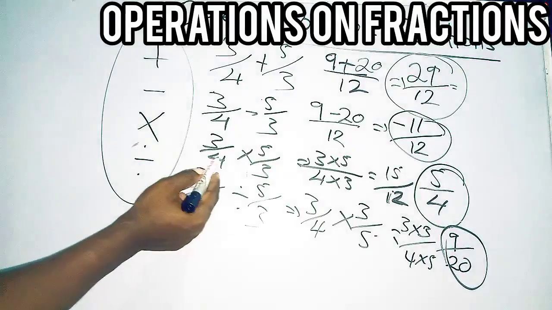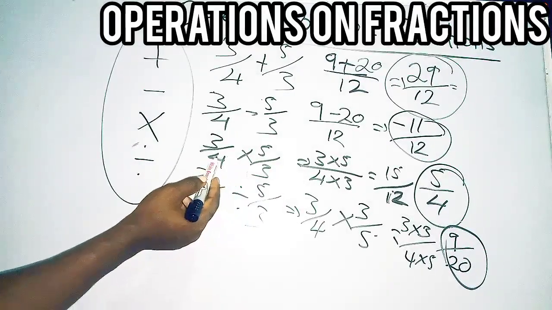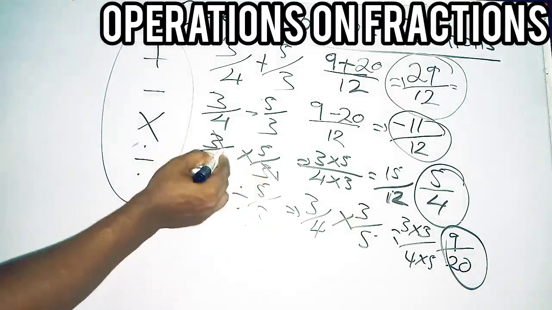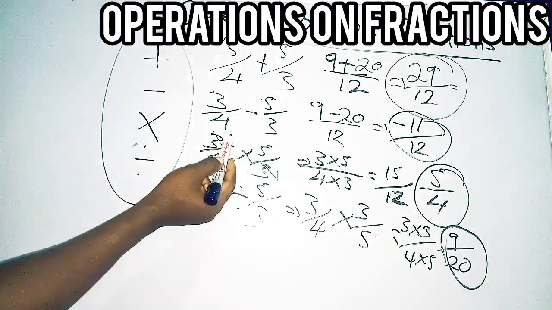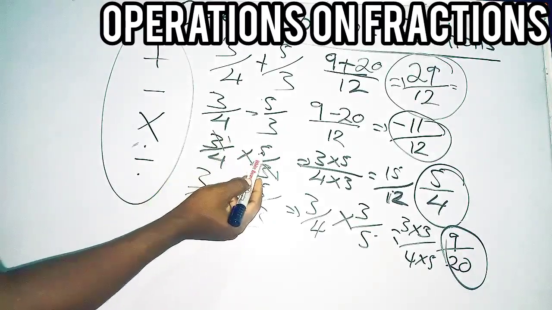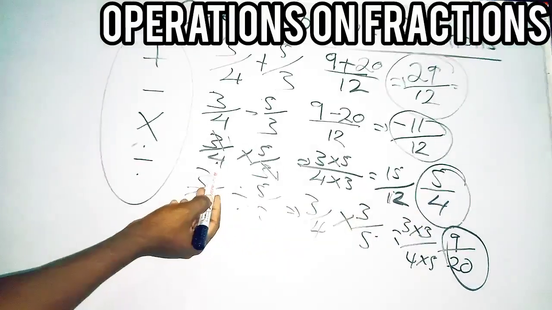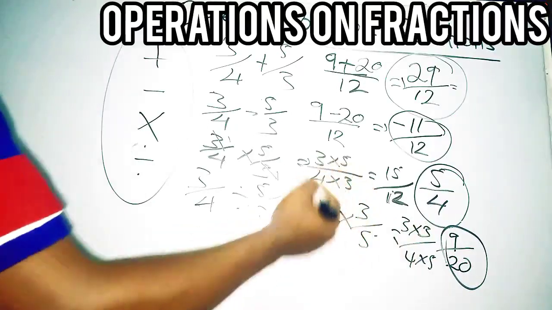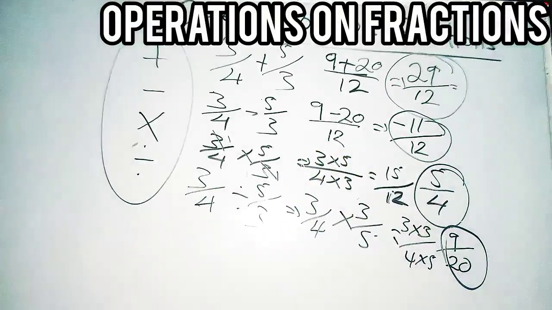In this case too, by the time you get here, if there is a number that can cancel each other, like this 3 can cancel with this 3 to give 1, and this 3 can cancel here to give 1, you can use the same thing. Then you only have to multiply 1 by 5, which is going to give you 5, and multiply the 4 times 1, which is also going to give you 4. That means you're going to skip this stage. That's how you go about it.